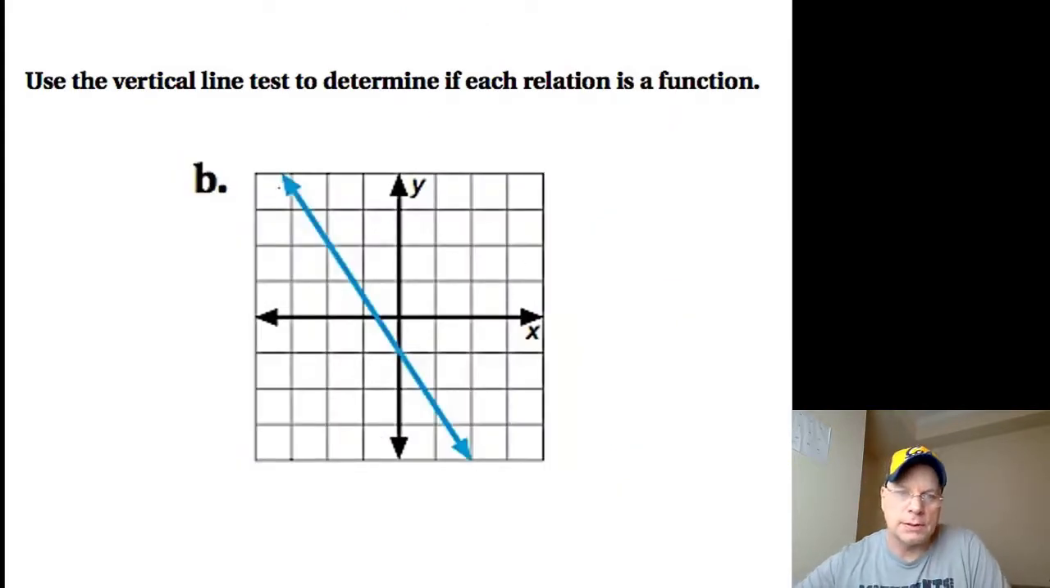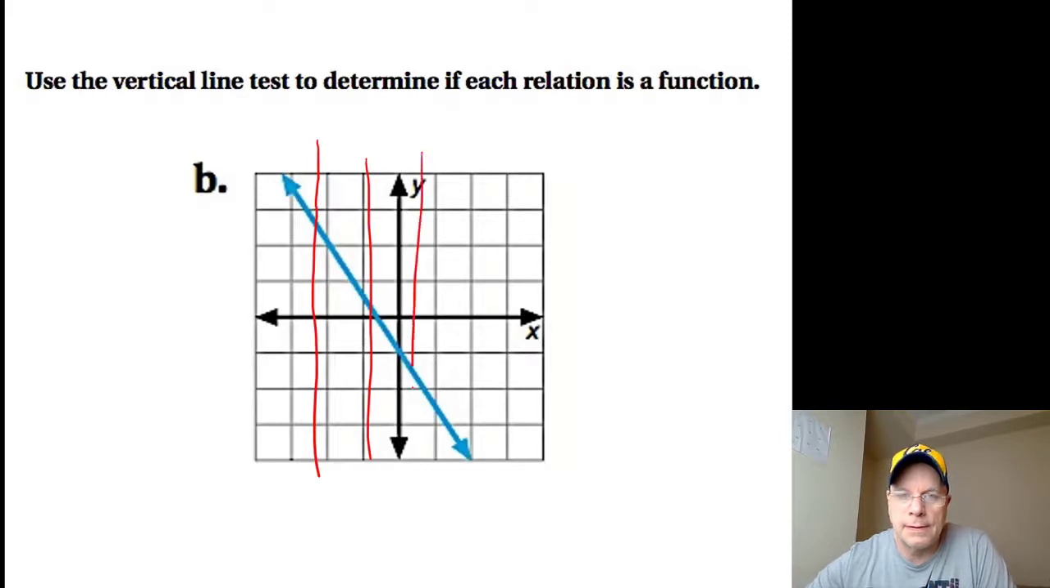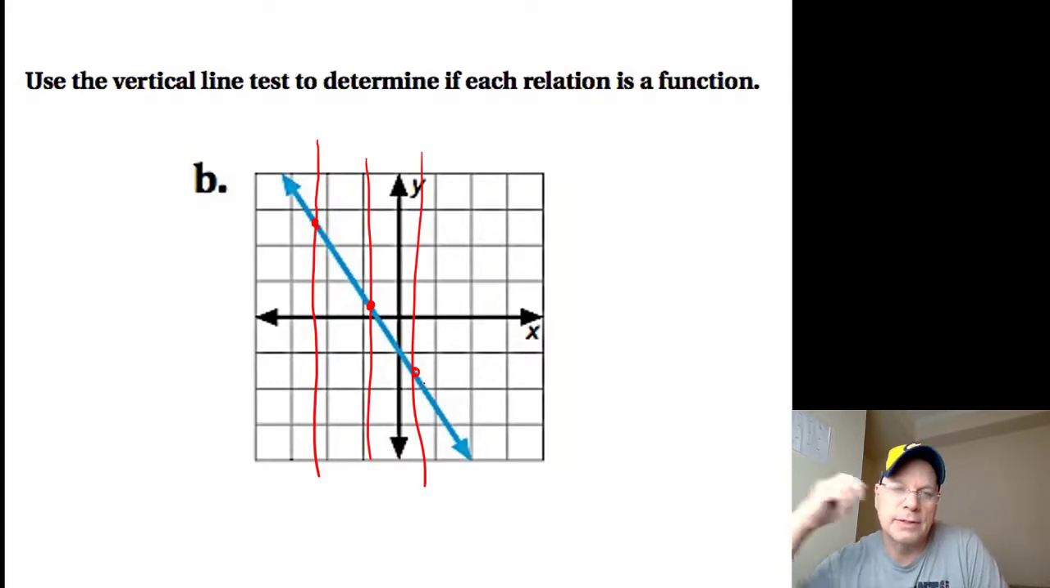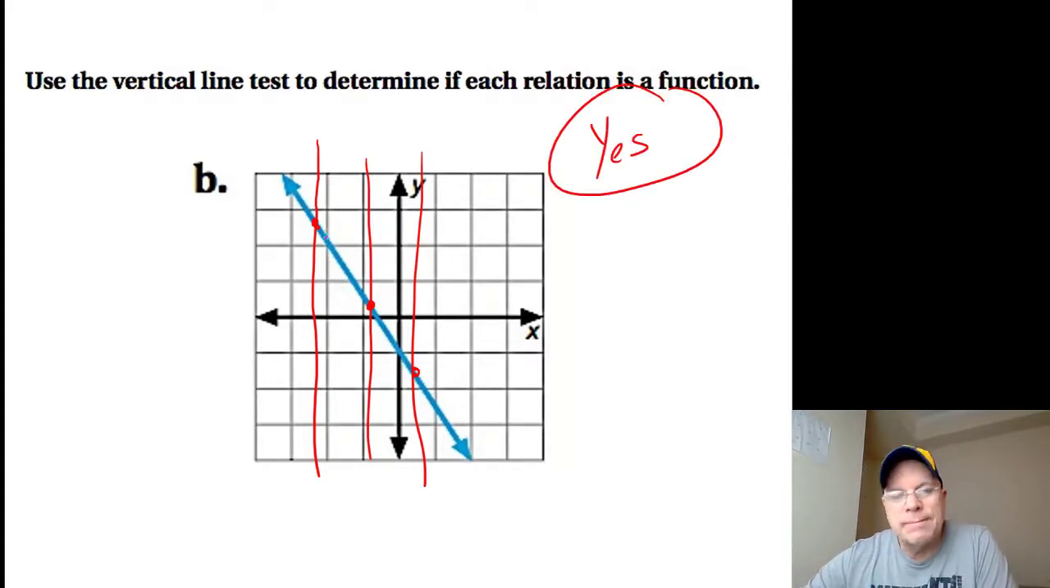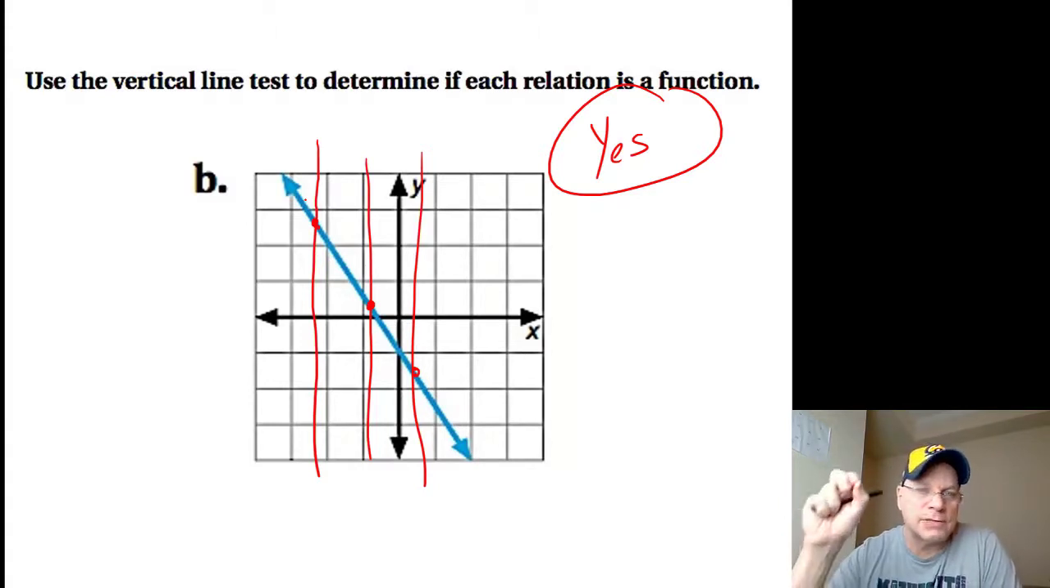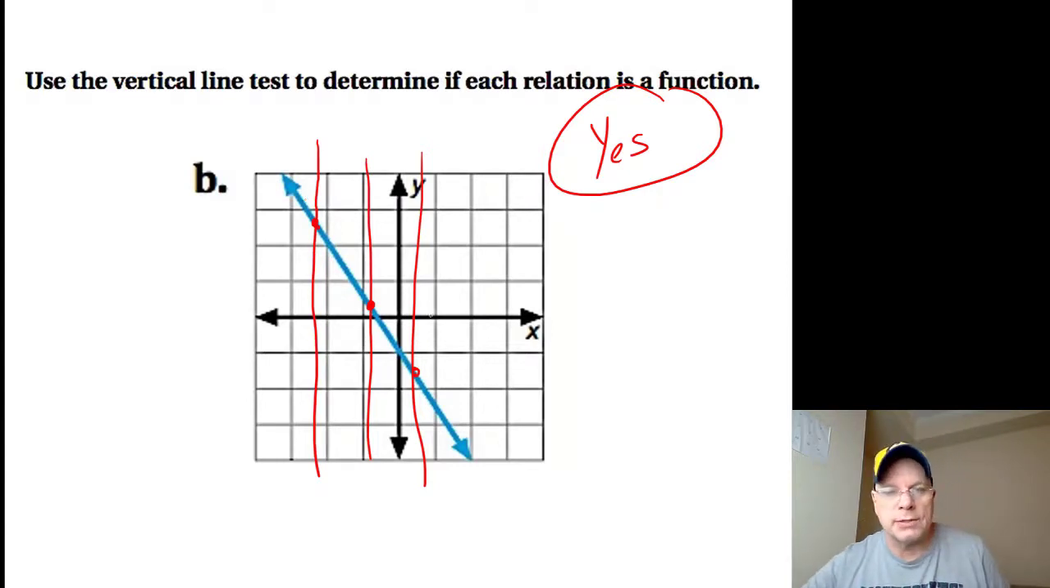Here we have a line graphed, this blue line, and if I choose to draw a vertical line anywhere, my vertical line only intersects that blue line at a single point. And so as long as I'm not intersecting at 2 points, it's a function. Yes, it is a function. We talked when we did geometry earlier this year about how a line is infinitely thin. Even though it has to have thickness for us to see it on the screen or on your paper, we know it's infinitely thin, and that's why we know it's only intersecting a single point.